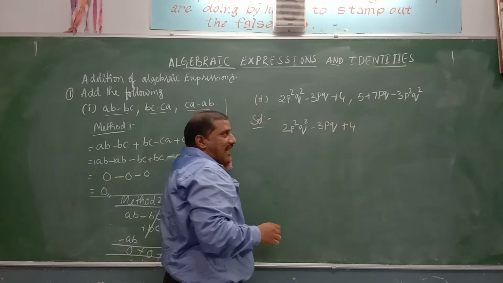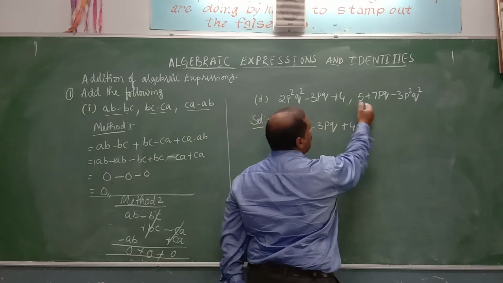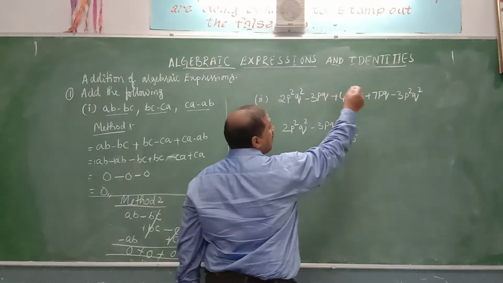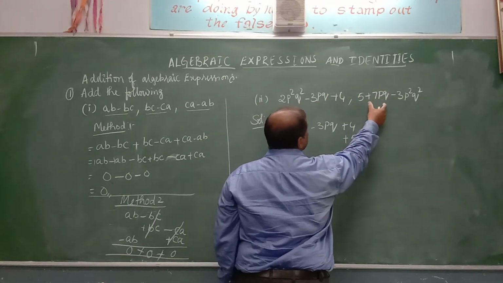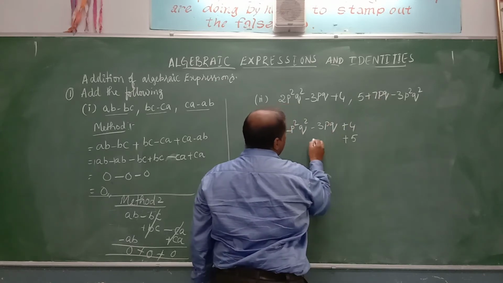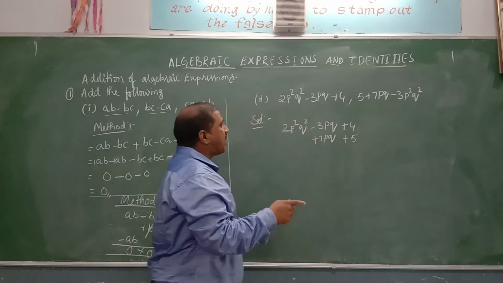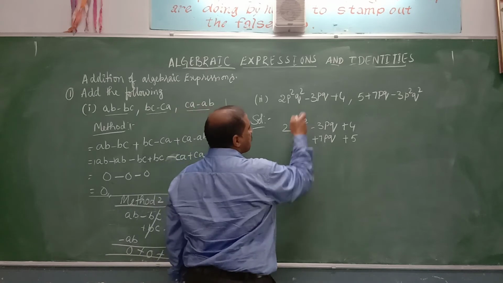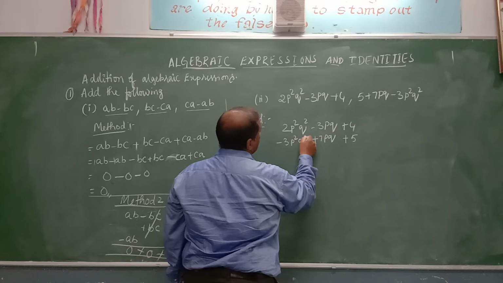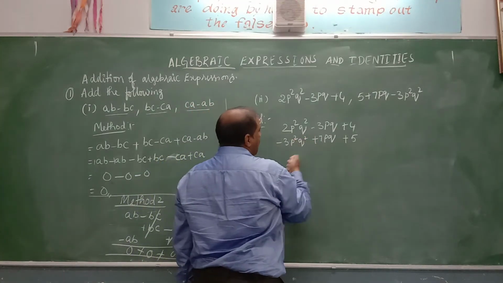Next, write the like terms. In the second expression, the first term is plus 5. So write plus 5 under the constant plus 4. Next, plus 7pq is a like term for minus 3pq. So write plus 7pq under minus 3pq. Then minus 3p square q square is a like term to 2p square q square. Therefore write minus 3p square q square under it. Like this, we should write the like terms below the like terms.